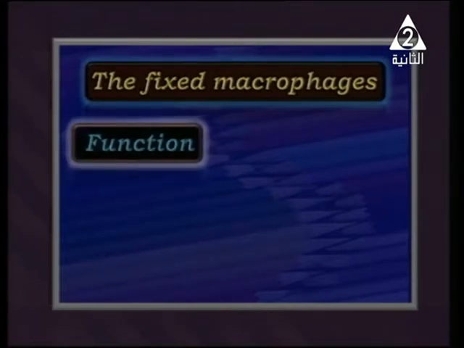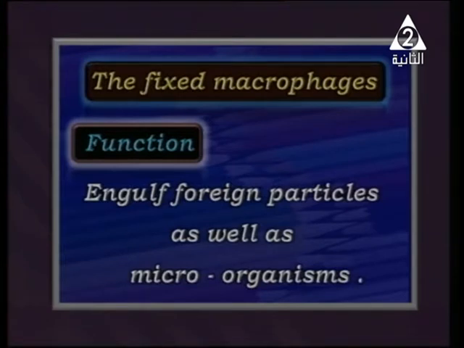What about the function of the fixed macrophages, the first type? They engulf the foreign bacterial cells. As we said, engulfing means they surround the foreign body and destroy it so that it does not appear again, such as microorganisms. Because they are large, they have the ability to engulf even macroorganisms that enter inside your body.